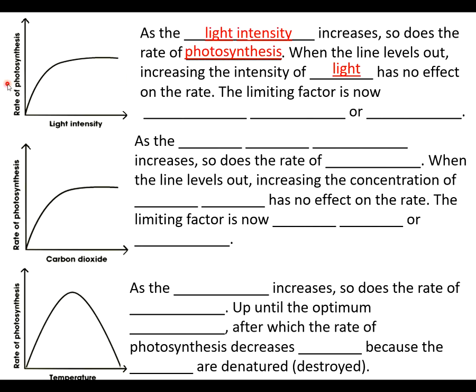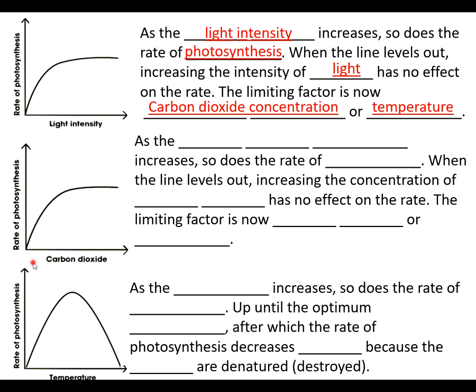And that something else could either be the carbon dioxide concentration or the temperature. Okay, so that means that along here it's not light that's limiting it anymore. It might be that it's temperature that's slowing it down, or it might be the carbon dioxide concentration.